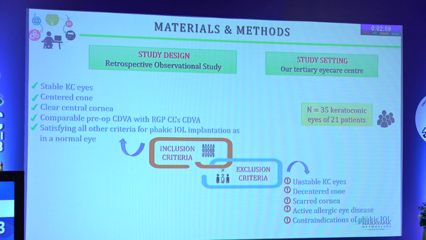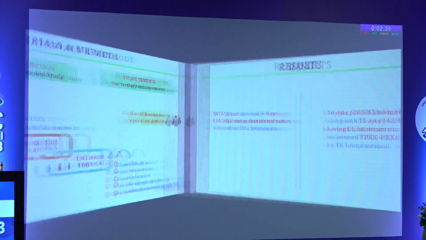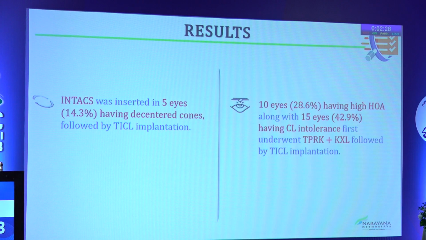So we undertook a retrospective observational study at our tertiary eye care center, wherein we included 35 keratogenic eyes of 21 patients. The patients having stable KC, centered cone, clear central cornea were included in the study. Also, we do an RGP trial for these patients, and we check if the preoperative CDVA is comparable with the RGP contact lens CDVA. Whereas patients having unstable KC, decentered cones, scarred corneas, and active allergic eye disease were excluded.